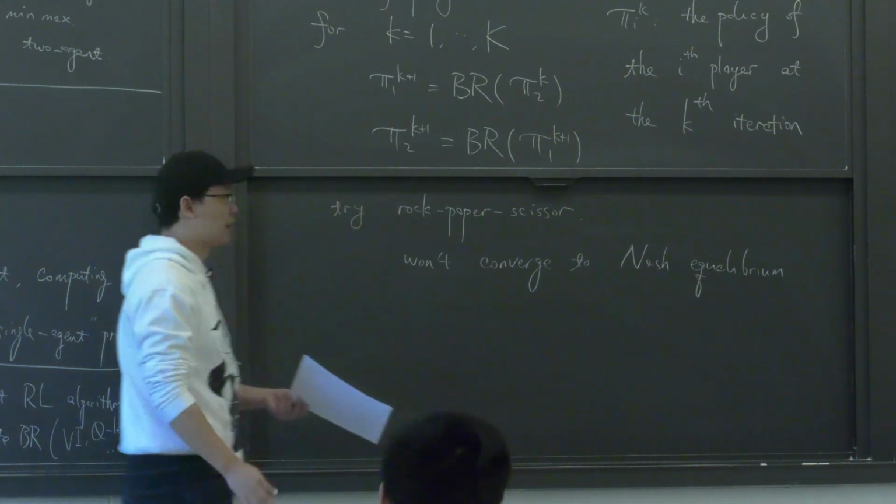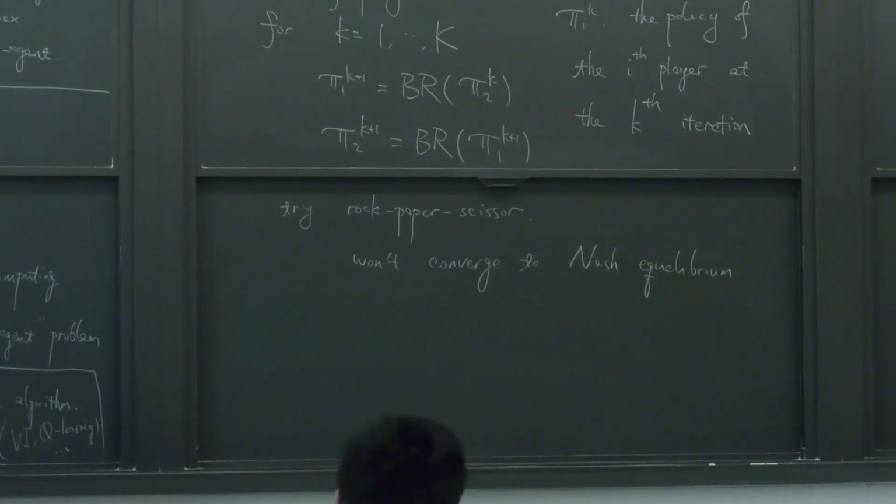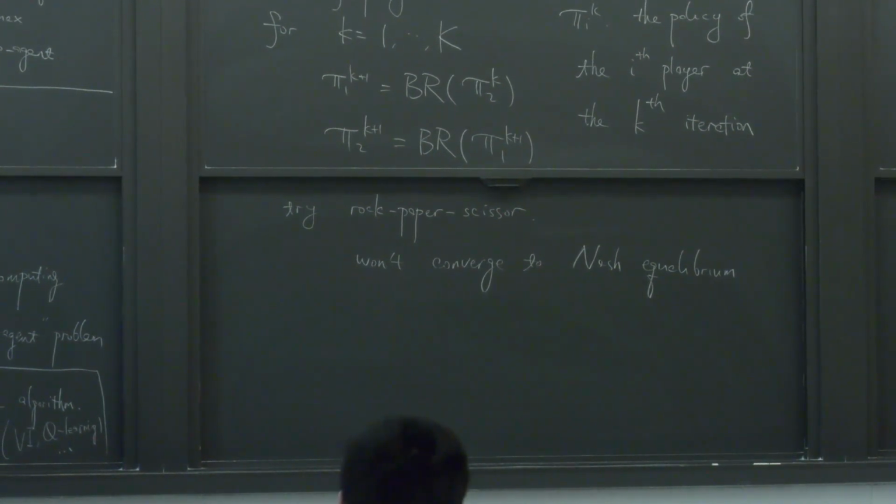So basically this is a very bad algorithm. We should not try this algorithm because it doesn't even guarantee to converge to Nash. It can get stuck in some cycle.